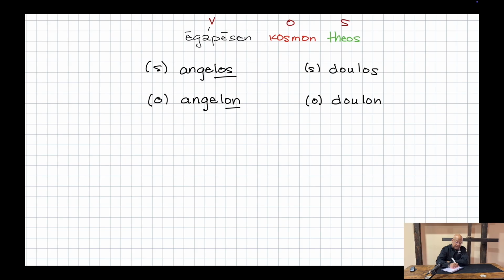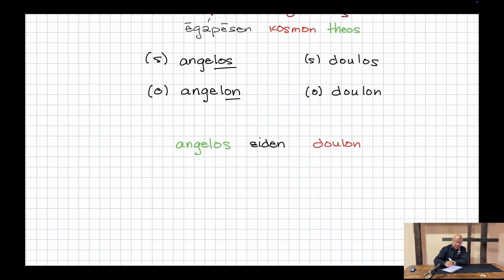So if I wanted to say the angel saw the servant, this would read angelos, or an angel, I should say. An angel saw, and the word for saw is eiden. Okay? An angel saw a servant, and we would have here doulan. Okay? So if I color code these, here is my direct object, here is my subject.